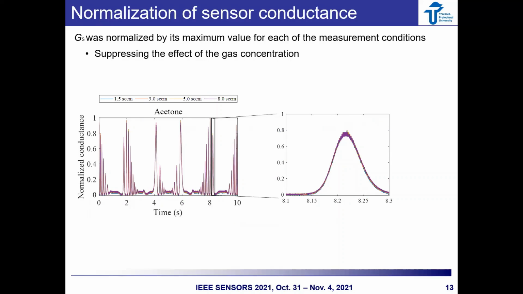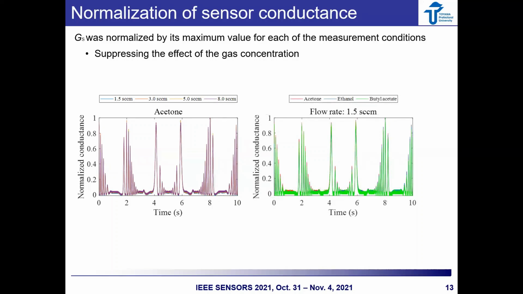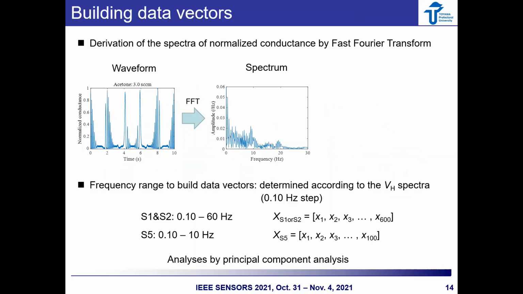For gas discrimination, the sensor conductance was normalized by its maximum value for each of the measurement conditions to suppress the effect of gas concentration. For example, these are the waveform of the normalized conductance for acetone bubbled at several flow rates when employing S5. As you can see, the effect of gas concentration on the sensor conductance is suppressed. In contrast, the waveforms of the normalized conductance shows differences among the gas species.